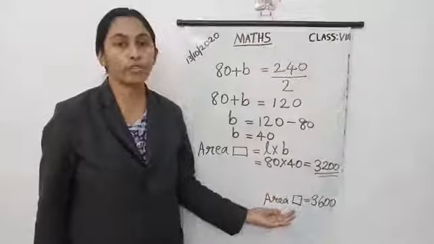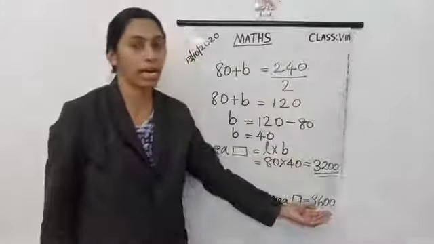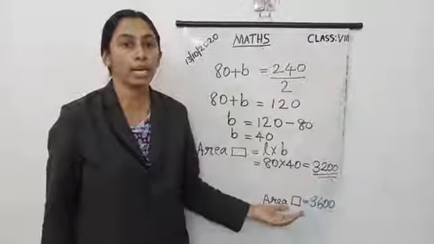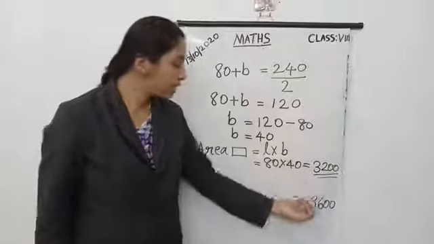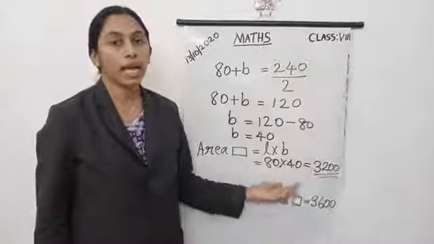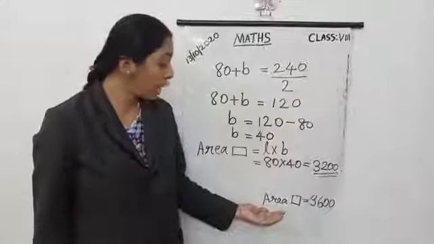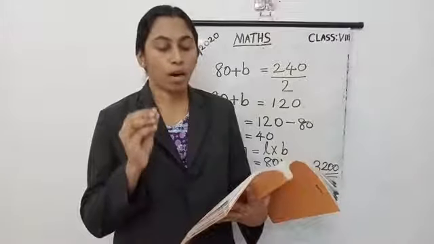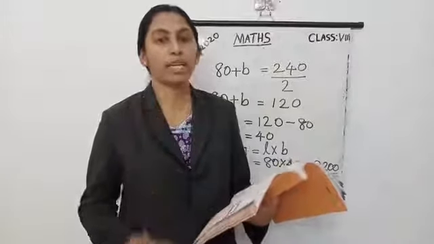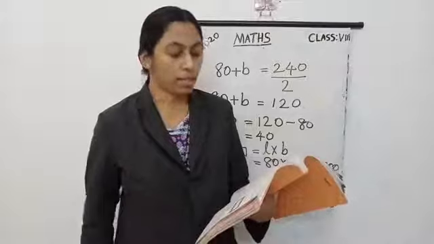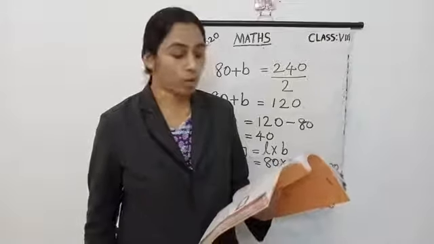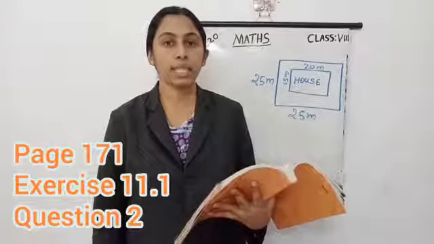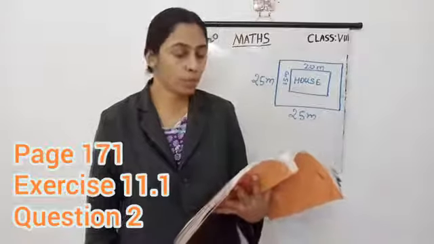So we get both figures' area. The area of the square is 3600 and the area of the rectangle is 3200. Which is greater? This is greater. So the area of the square is greater. So the square field has the larger area. Understood?